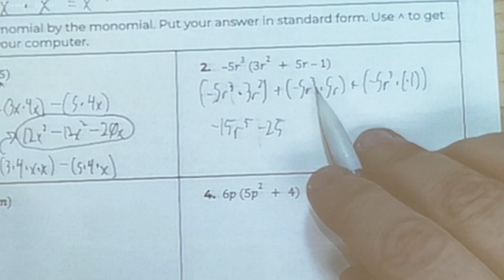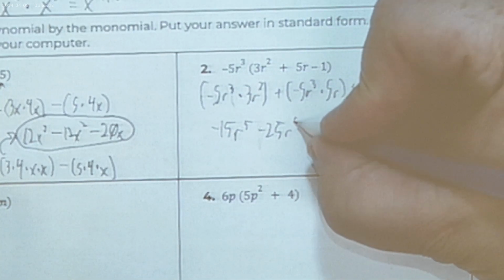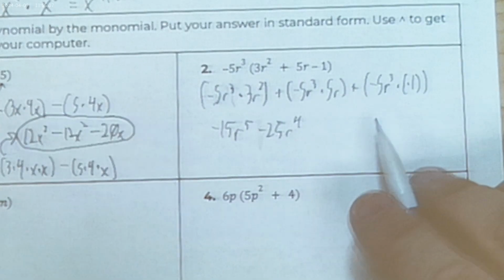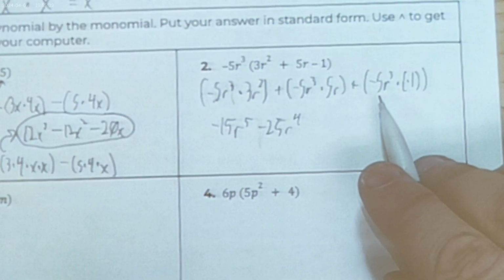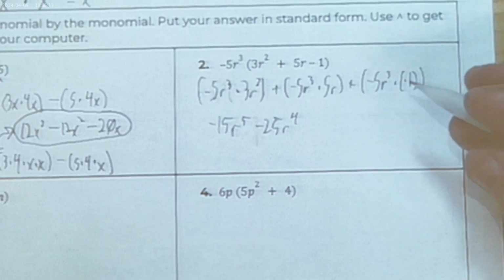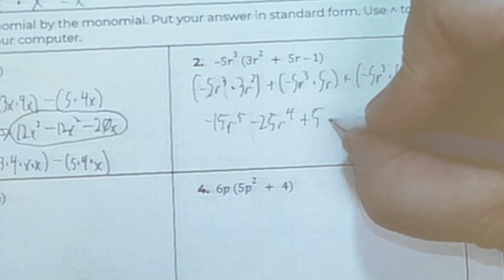Then r to the third power times r, that's going to be to the first power, is r to the fourth. And then I'm going to wait to see whether it's positive or negative. But negative 5 times negative 1 is going to be plus 5. Oh, well, there we go. And then r3 is just left on its own.